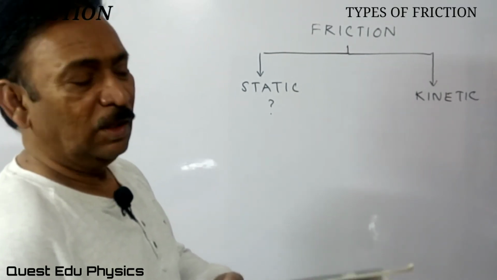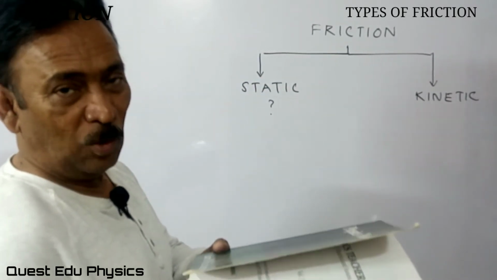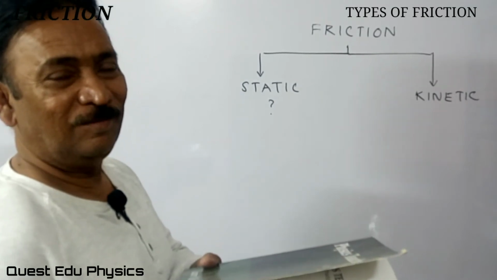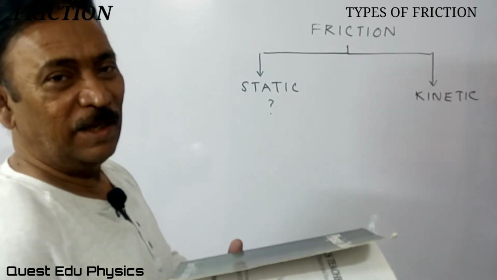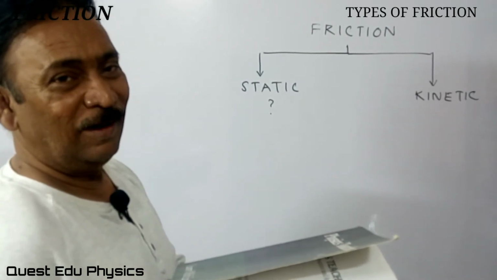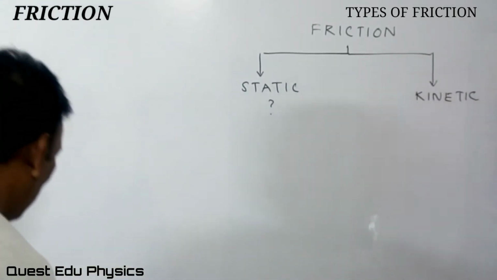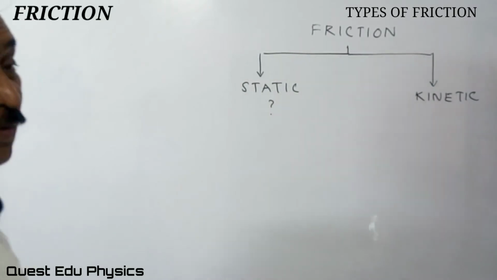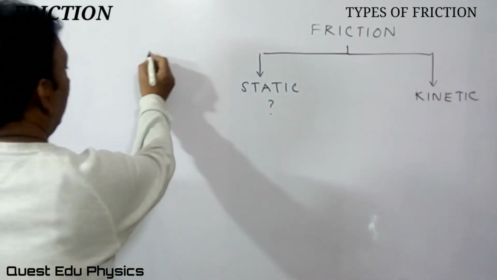Understanding me? What happened up to the point where I was holding is nothing but static friction. Where my capacity broke down, that is the limiting friction, students. That's why I said friction is a self-adjusting force. Okay, students, it can be understood very easily.